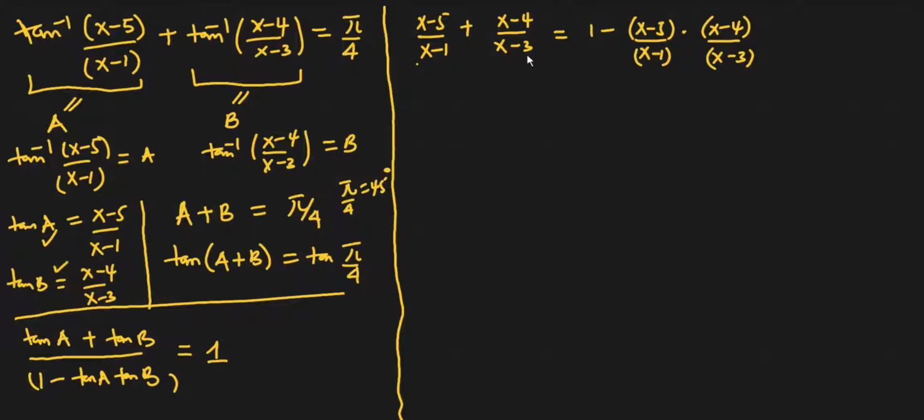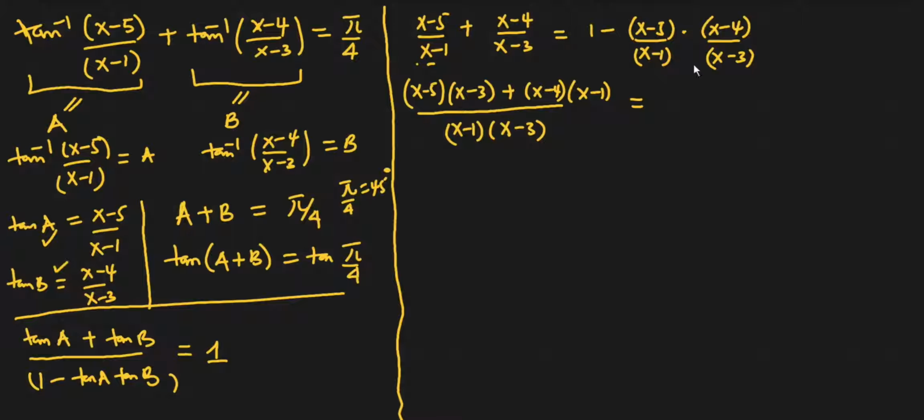And so we have this into that over this denominator. So we have x minus 5 into x minus 3, then plus x minus 4 into x minus 1, and this is over x minus 1 into x minus 3. And this is going to be equal to, this is a product, so we can rearrange that by assuming this is over 1, and this product multiplies into that, so it becomes x minus 1 into x minus 3, then take off x minus 5 into x minus 4.